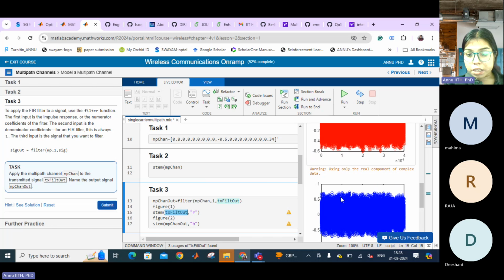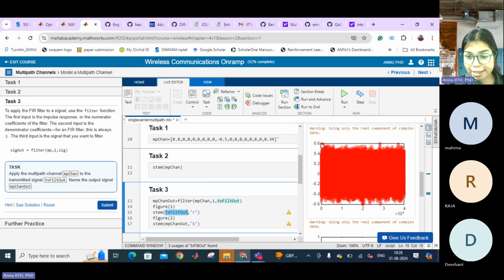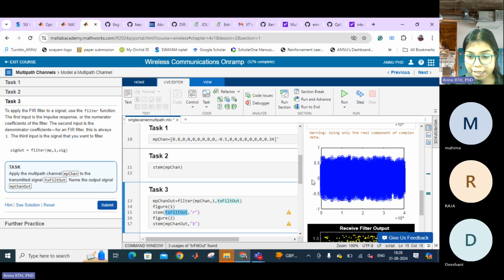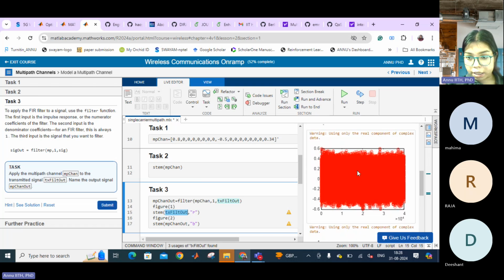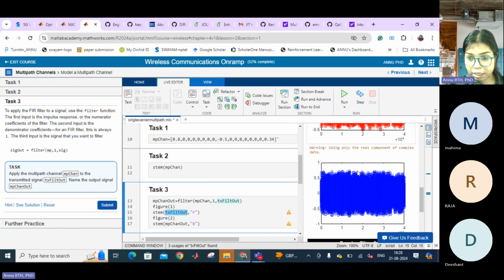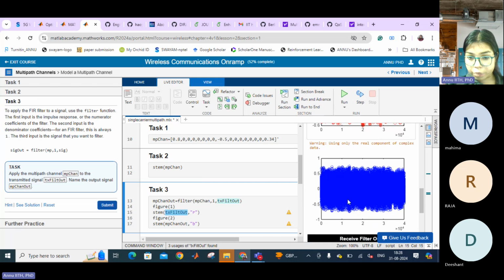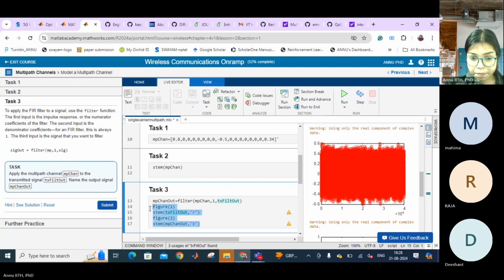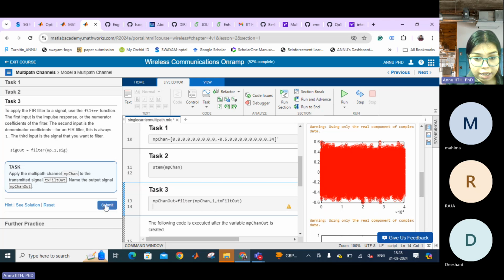So you can see it is chopped. I want to see this one. 0.6 is the maximum value in case of transmit filter out, that is the red color. Whereas 0.5 or something like that is the maximum value for the multipath channel out. That's why it is chopping. Basically, the filter work is chopping only. Wherever it is required it is chopping, you can see here from the red color and from the blue color. Task 3 was that one only. So I think we completed this one.